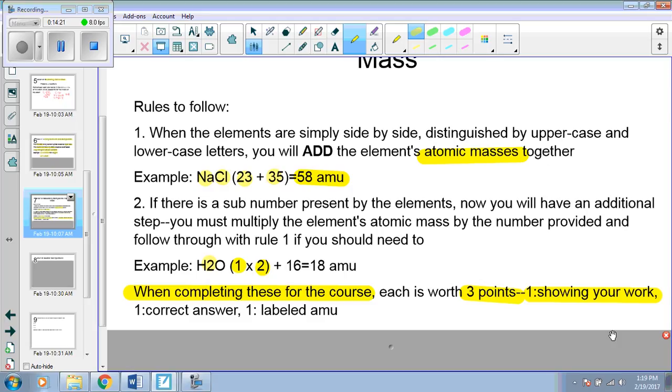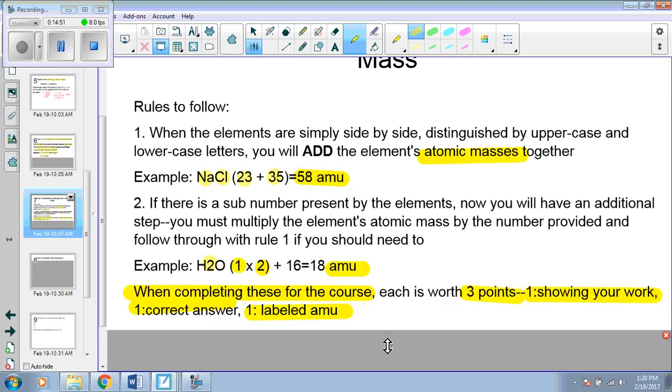This way I can possibly see where did they go wrong. Then you also get a point for the correct answer, and then a point for simply making sure they are labeled AMU. So on one of the worksheets you guys have coming up, you get 3 points per equation. So you take 3 times 15, you get 45. Again, if you don't show me that work, you're automatically down 15 points.